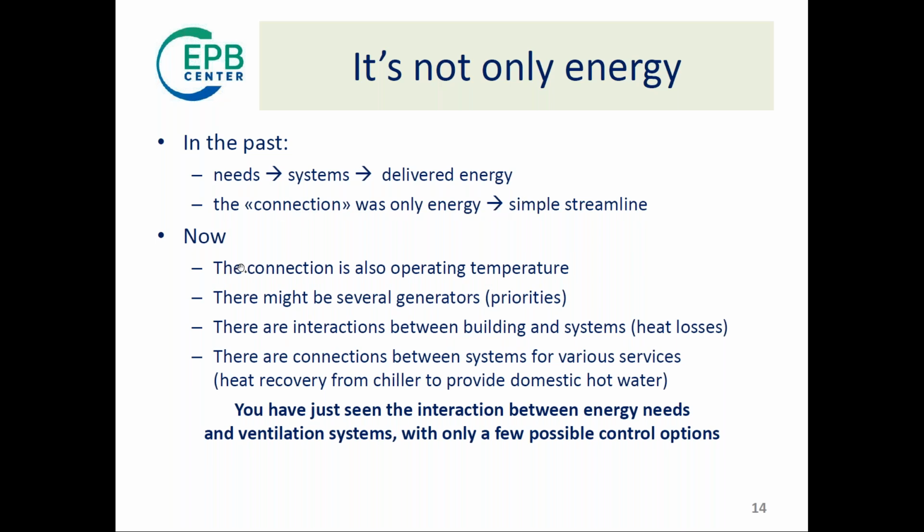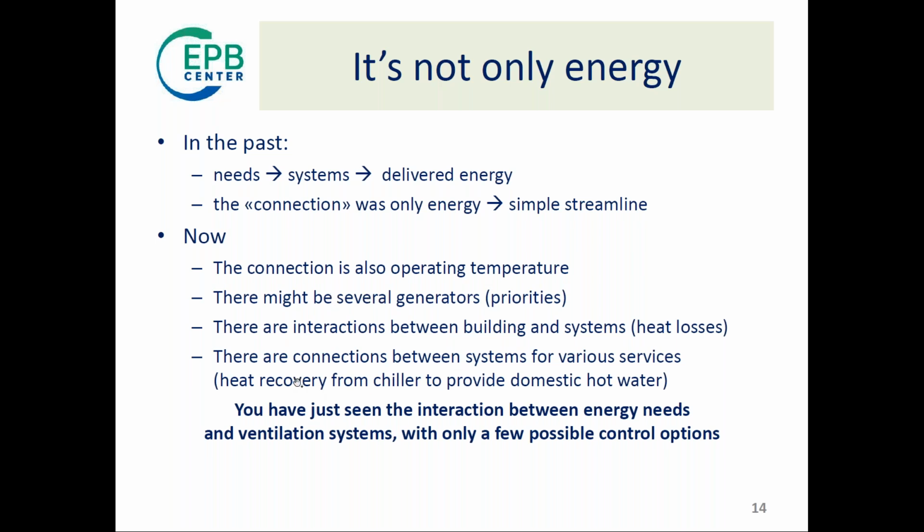Now, the connection is also operating temperatures. For example, we dealt in this webinar with heat pumps, and you noticed the sensitivity to temperature of these devices. Then probably you might have several generators, so you have to deal with priorities. There is interaction between building and system in two ways. It's not only the building requiring a need, it's also systems losing or dissipating energy and causing, it could be a gain, but it could also be a supplementary load. For example, in summer, domestic hot water is contributing to your load. So it's a two-way interaction.